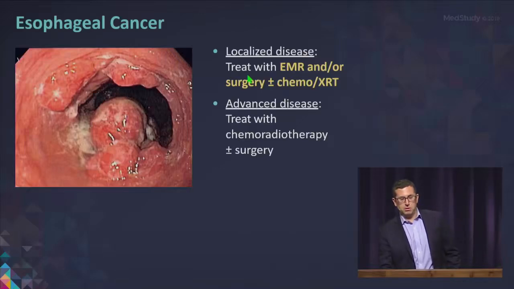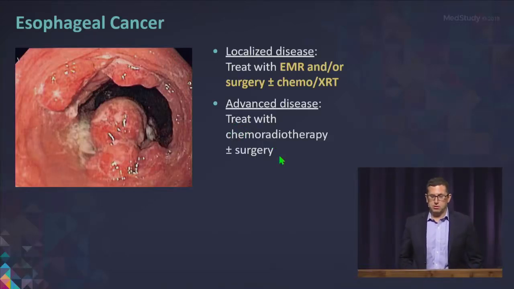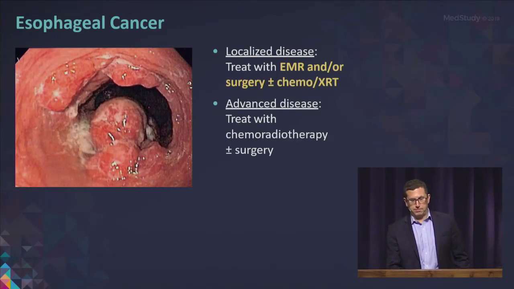This is a nasty picture of an esophageal cancer here. And as I mentioned, sometimes we're able to treat much smaller cancers than this with endoscopic mucosal resection. If they're larger, they may need esophagectomy and chemo and radiation treatment. If the disease is advanced, generally you'll treat with radiotherapy and surgery, or no surgery if the patient's not a candidate.